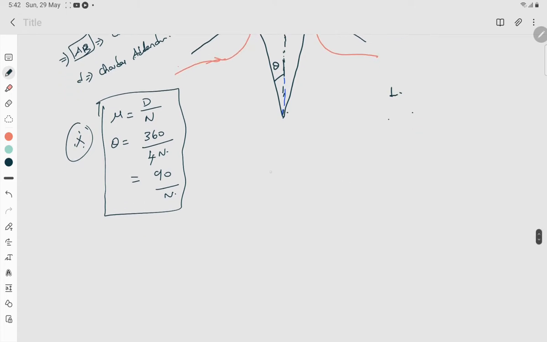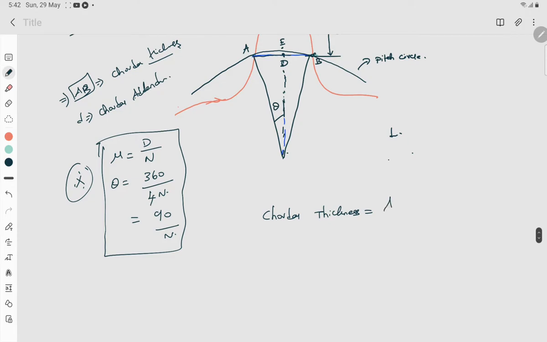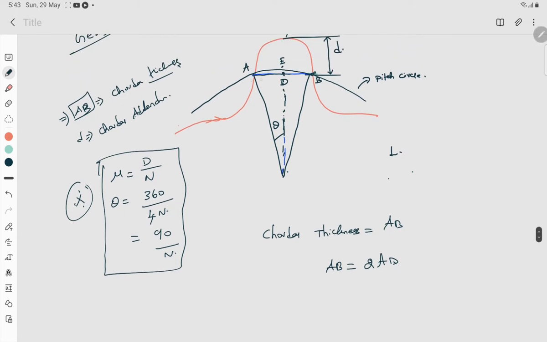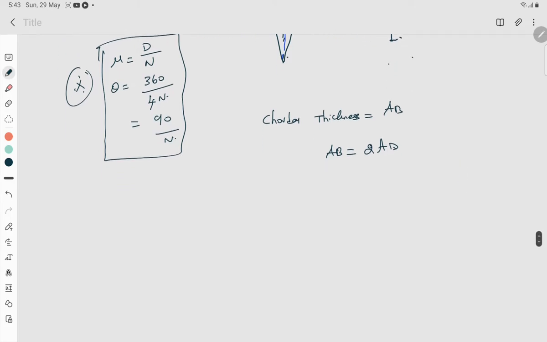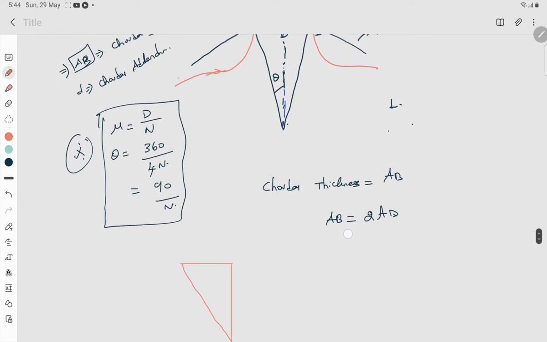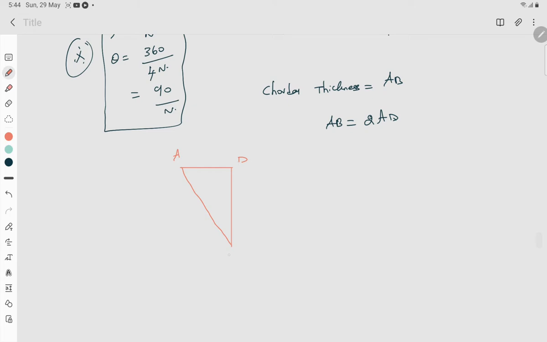Okay, so let's see the derivation now. Chordal thickness is nothing but AB. So AB is nothing but 2 times AD, from the figure you can see. Now in order to find out what is AD, we will use the triangle ADO. Okay, so I'll draw the triangle separately here. I have drawn the triangle separately. A, D, O. You can see here.